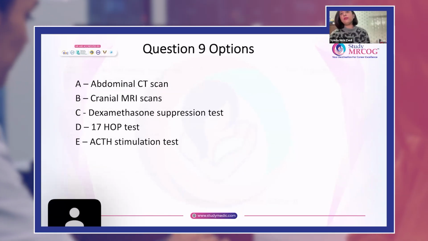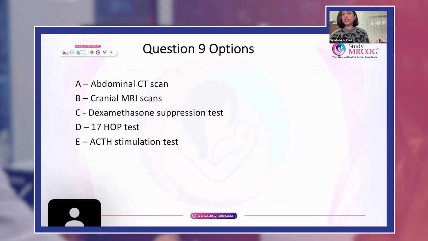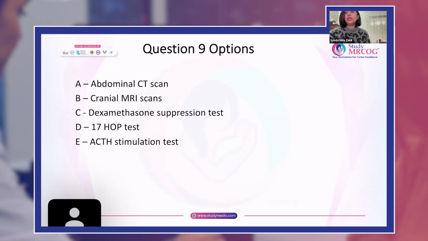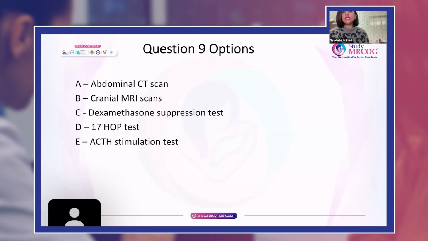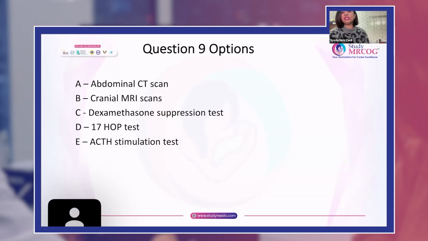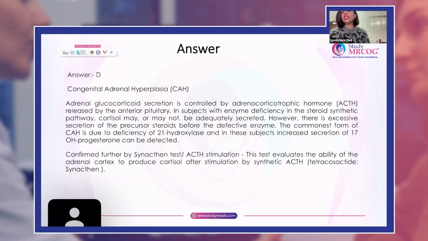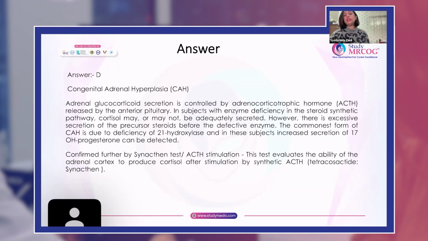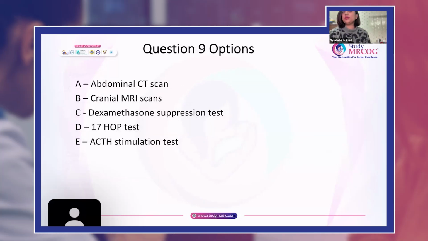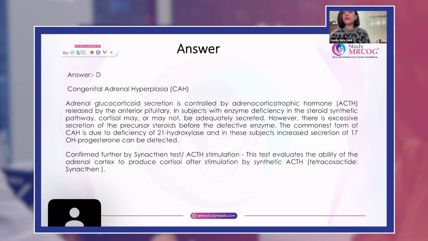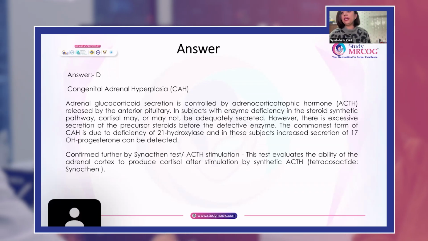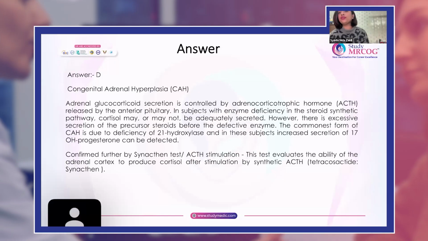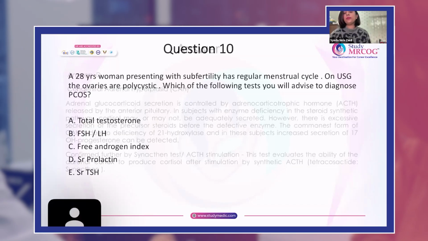A, abdominal CT. B, cranial MRI. C, dexamethasone suppression test. D, 17-hydroxyprogesterone test. Or E, ACTH stimulation test. So in this case, the option will be the 17-hydroxyprogesterone test to come to the diagnosis of congenital adrenal hyperplasia. First, we will do this test and then confirm with the ACTH stimulation test. We cannot confirm it right away. Adrenal glucocorticoid secretion is controlled by adrenocorticotropic hormone released by the anterior pituitary. So it is confirmed by the ACTH stimulation test, but we need to undergo the first test that actually diagnoses the condition.